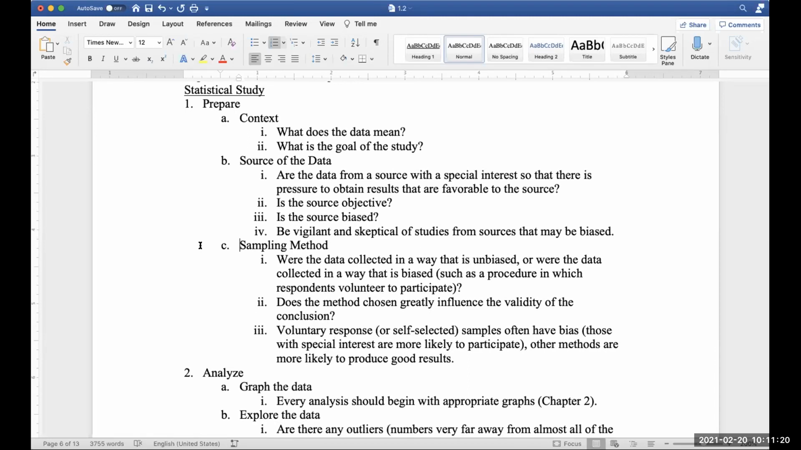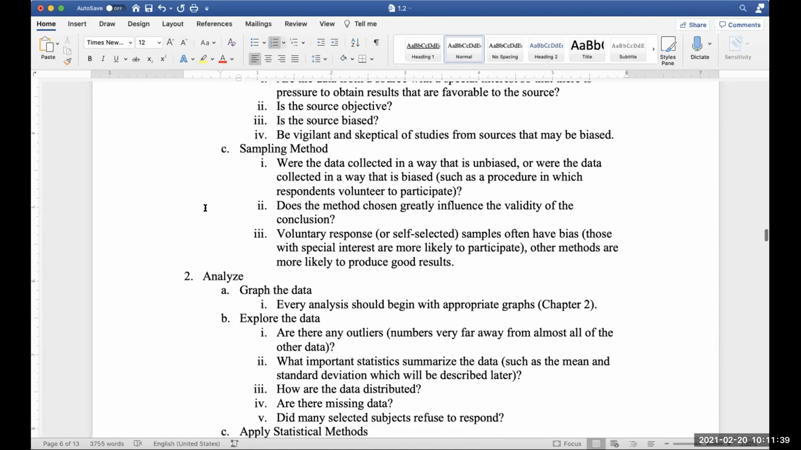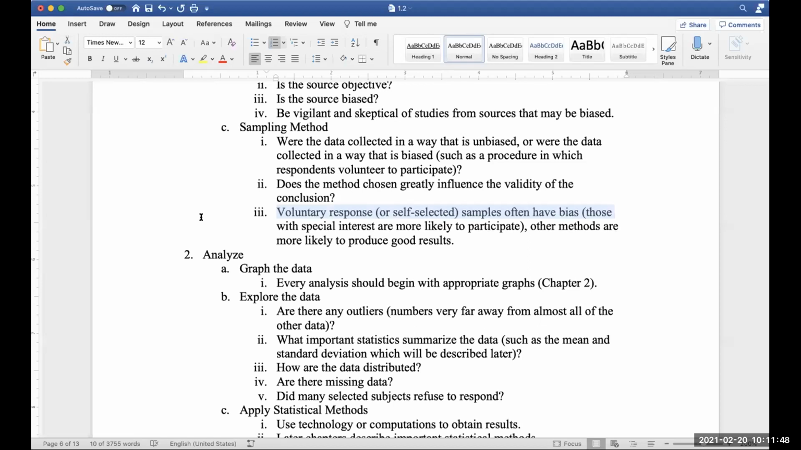Sampling method. Were the data collected in a way that is unbiased, or was the data collected in a way that is biased, such as a procedure in which respondents volunteer to participate? Does the method chosen greatly influence the validity of the conclusion? So note, voluntary response or self-selected samples often have bias. Those with a special interest are more likely to participate. Other methods are more likely to produce better results.